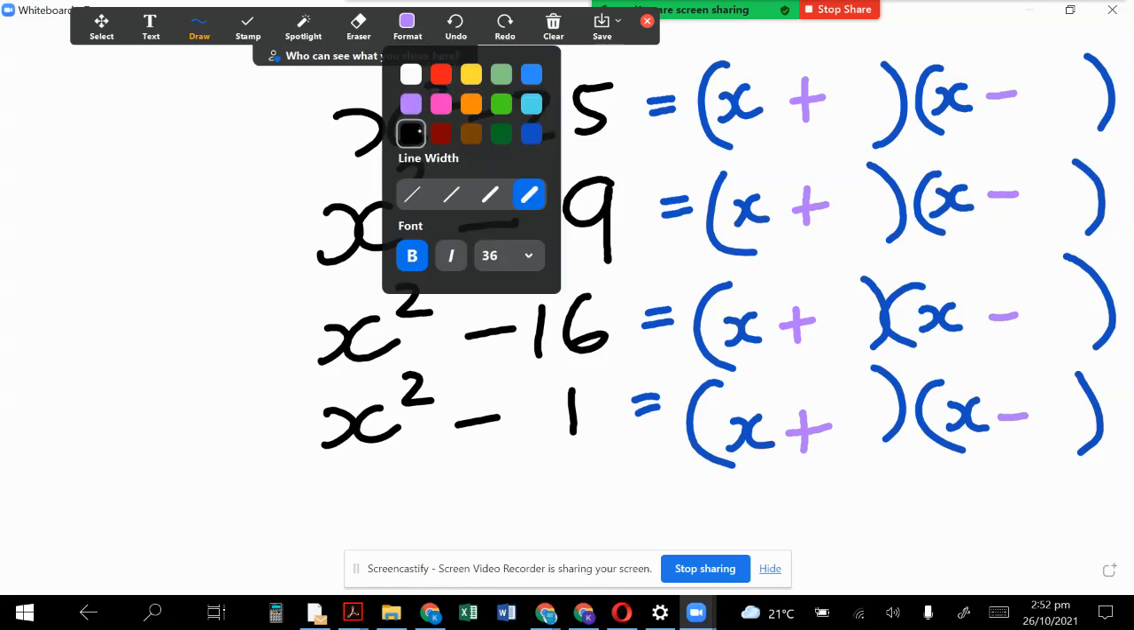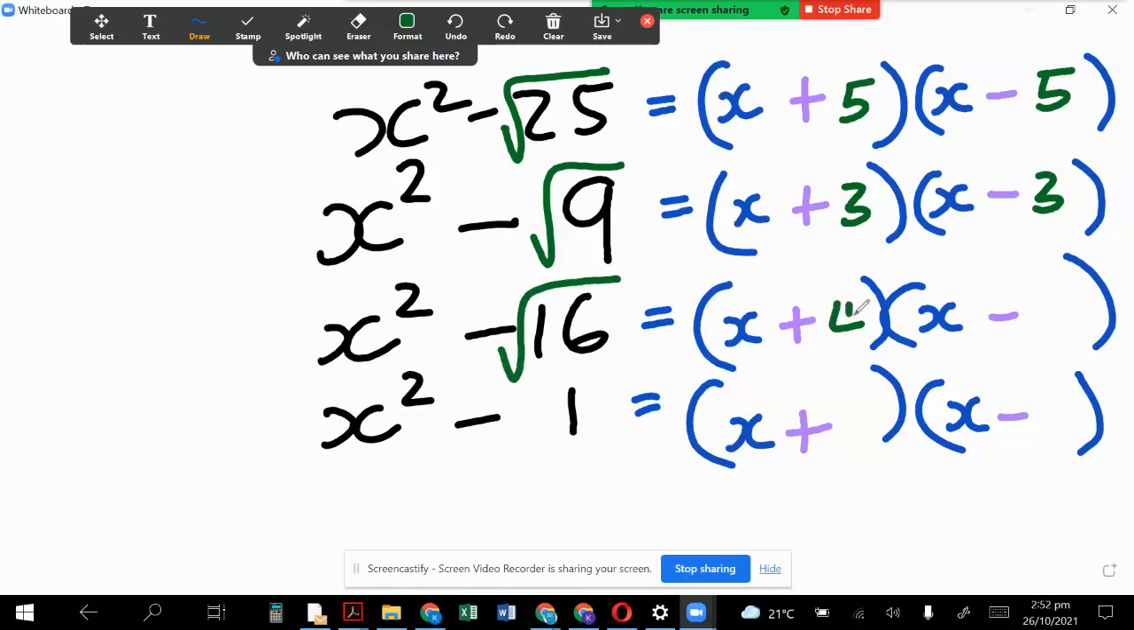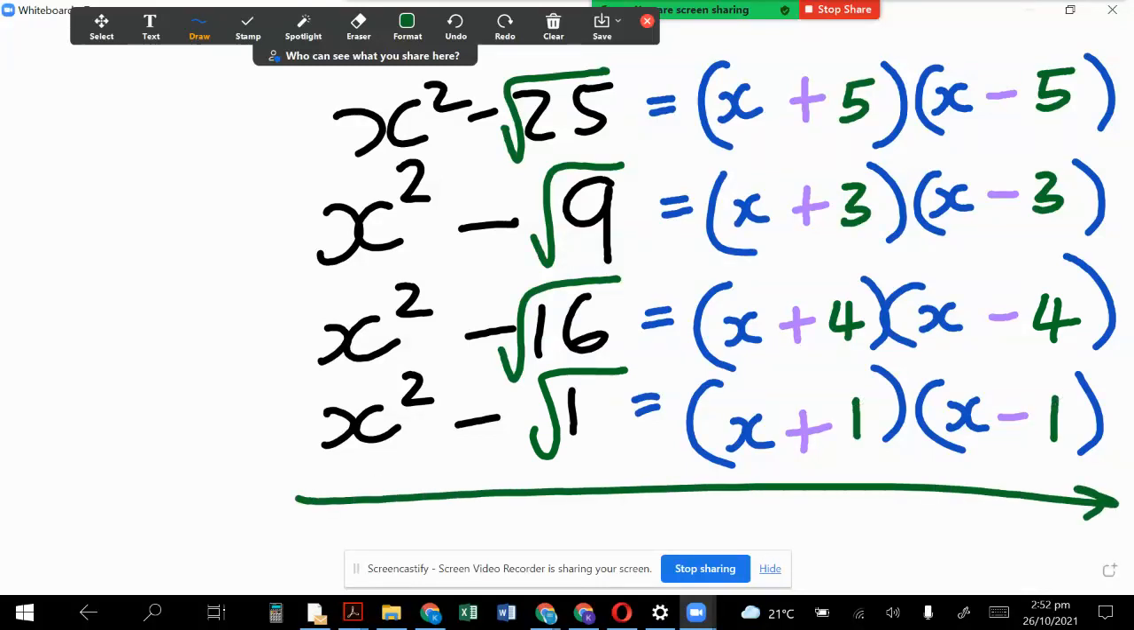Then your final term for a difference of squares is to square root this number, which is 25, and write it in the last space twice. Square root of 9 and write it in the last space twice. Square root of 16 and write it in the last place twice. Square root of 1, you get 1, and that's your difference of squares factorization.